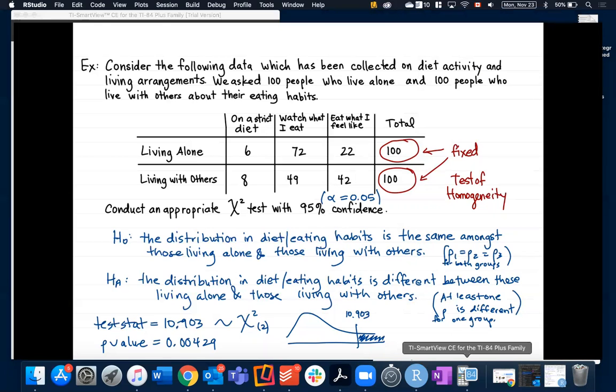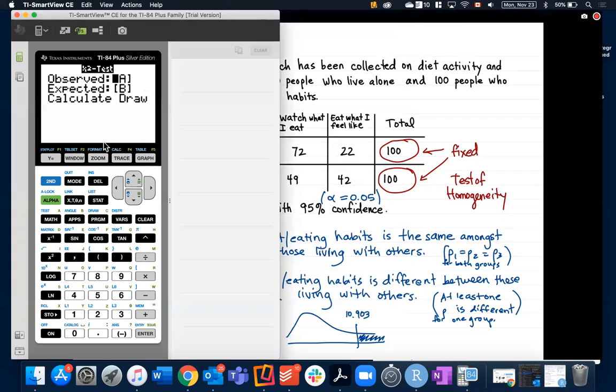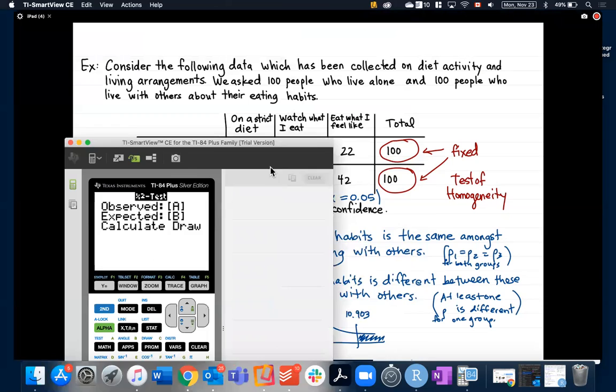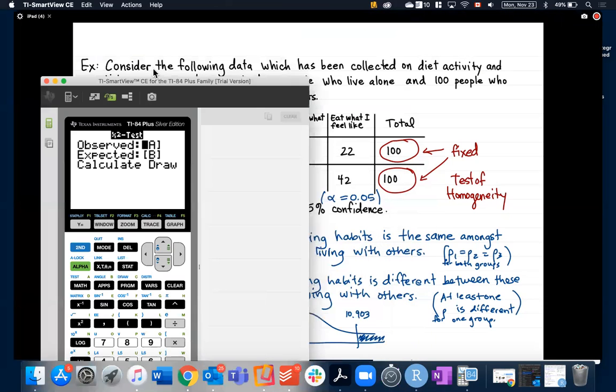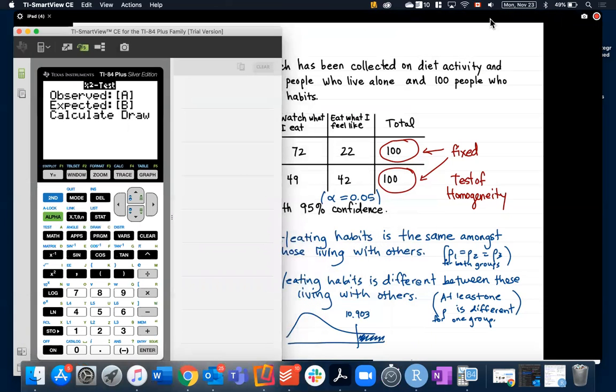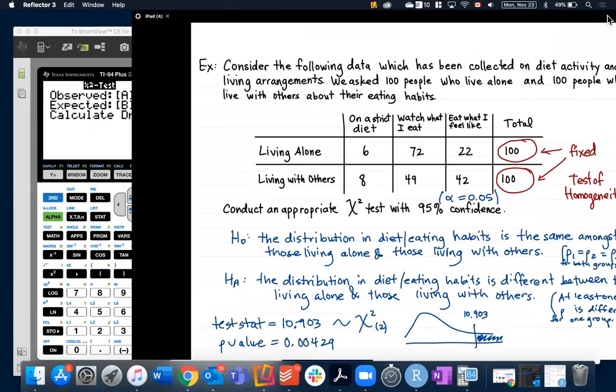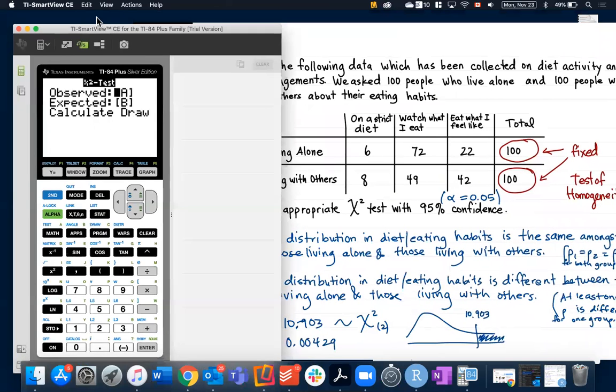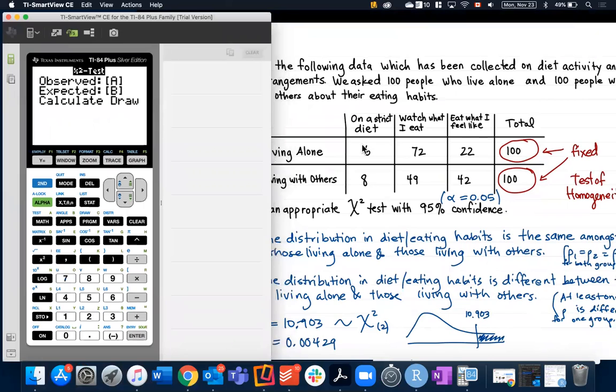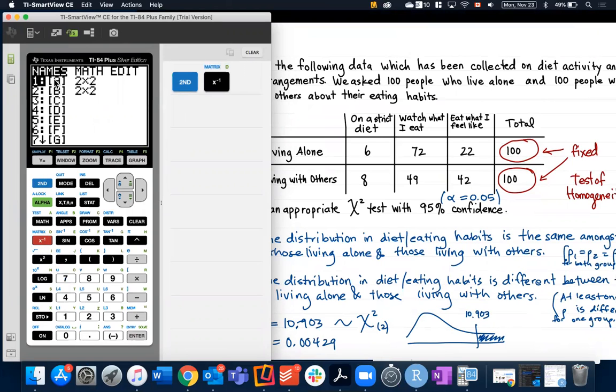But first, I want to pull up the calculator. So what we need to do is we need to enter this data into our calculator. So let me just pull this over so you can see everything all at once here. Okay. So I have to go through and enter in this sort of 3x2 table here. I'm going to need to do that inside the matrices. So I'm going to go to second and then matrix. So in matrix A, I'm going to put the observed values.